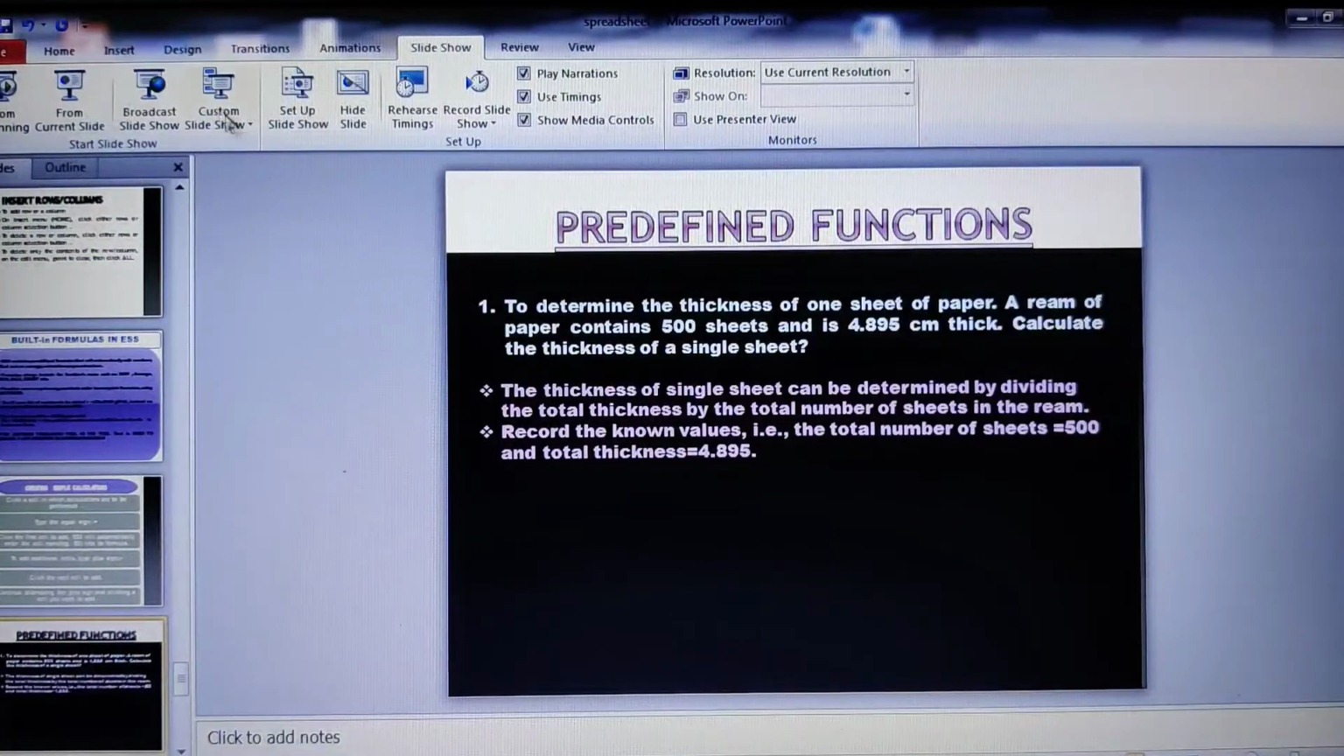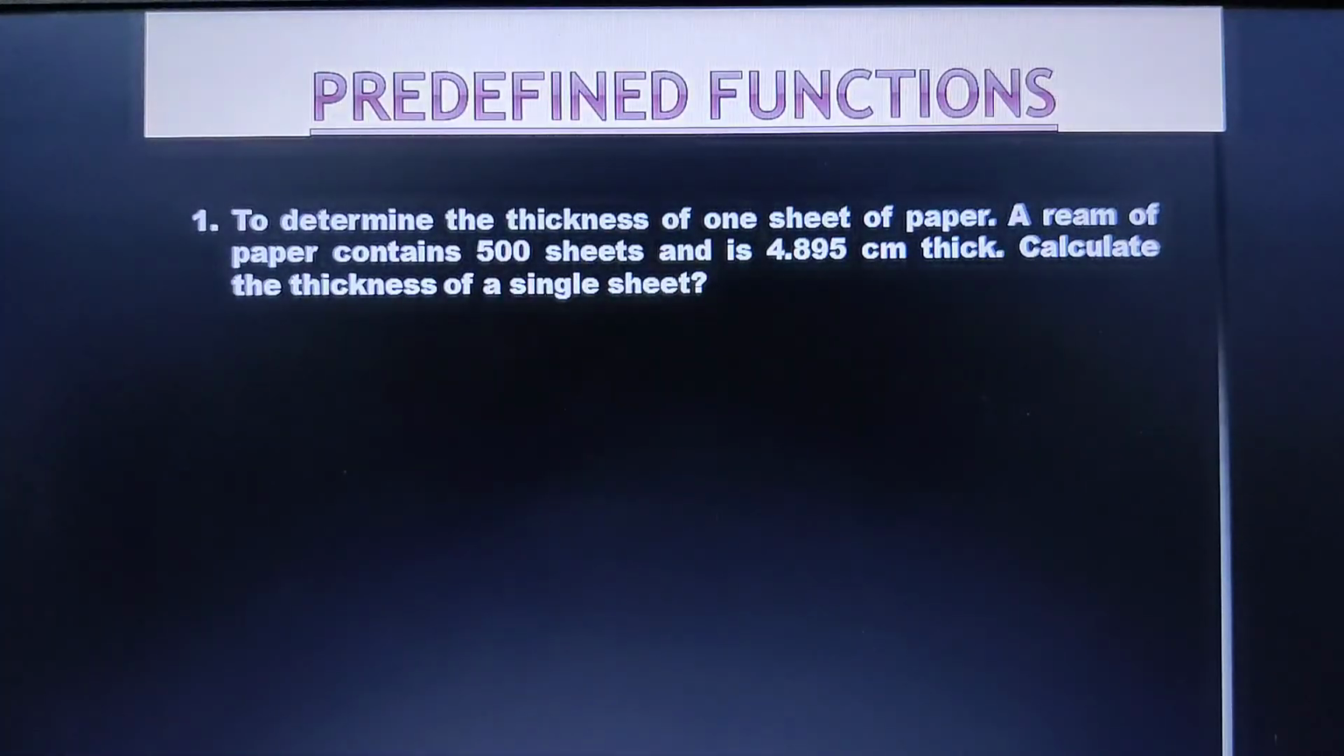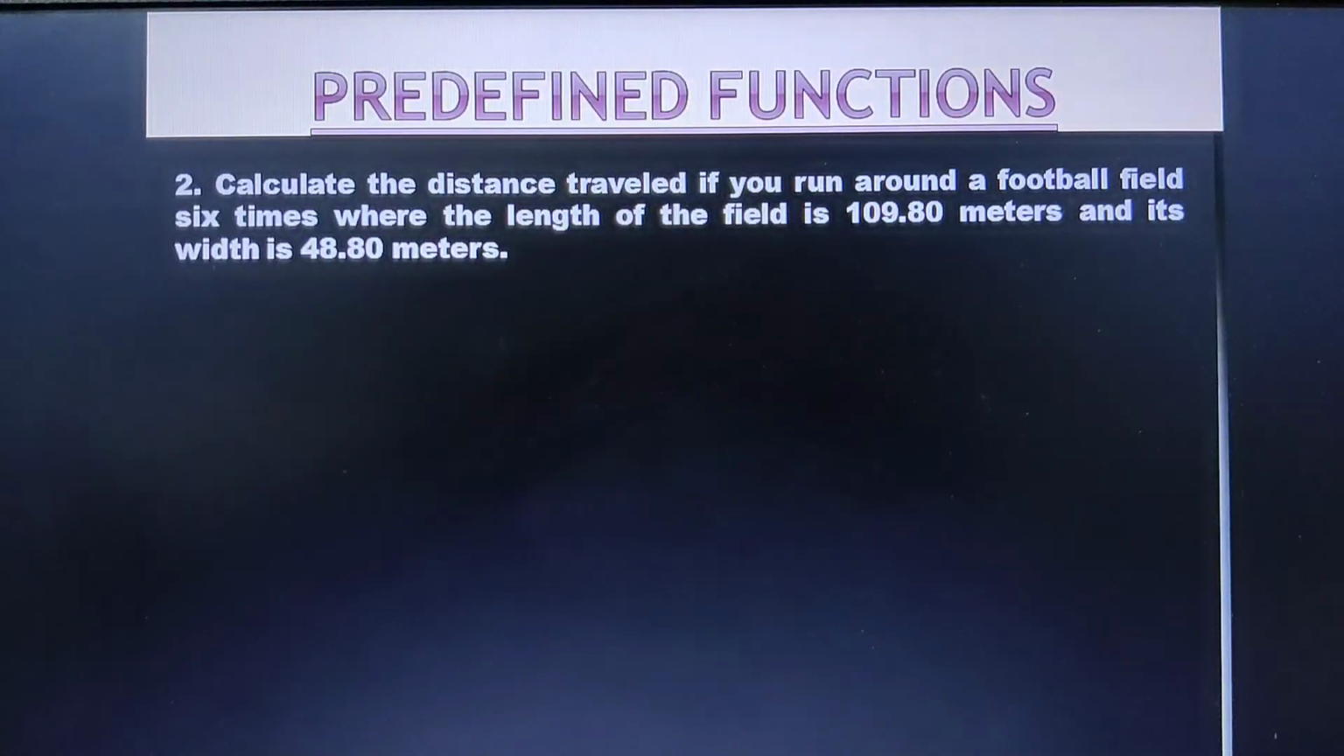Now let us move on to the next problem here. The next problem here is to calculate the distance traveled if you run around a football field 6 times, where the length of the field is 109.80 meters and its width is 48.80 meters. They're asking you to calculate the entire distance traveled when you run around a football field 6 times, given the length of the field and the width of that particular field.